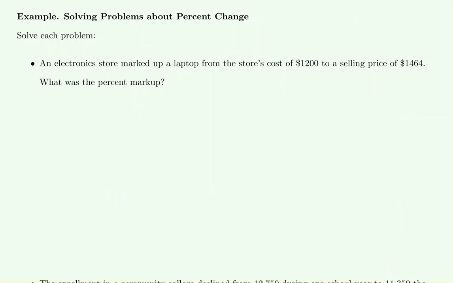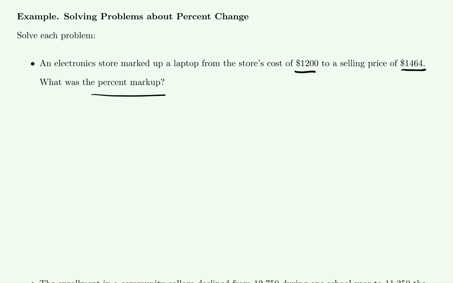We're down to our last two examples of this video. An electronics store marked up a laptop from the store's cost of $1,200 to a selling price to the customer of $1,464. What was the percent markup? So in this case, we've got the original price and we've got the final price, but we want to find the percent.